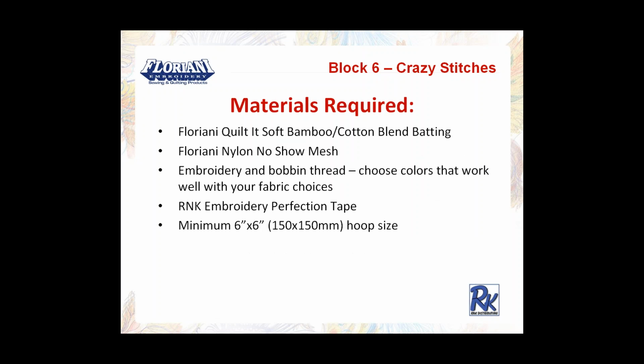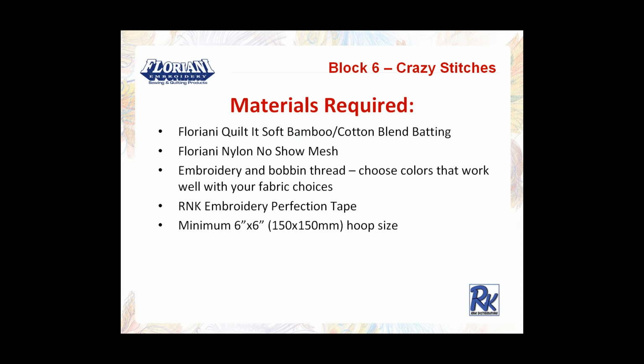So the materials that you require for this block: you're going to need some Floriani quilted soft bamboo cotton blend batting. You're going to need some Floriani nylon no-show mesh stabilizer. You're going to need embroidery and bobbin thread, and you want to choose colors that work well with your fabric choices. You're going to need some R&K embroidery perfection tape, which is the pink tape, and you're going to need a minimum 6-inch by 6-inch hoop size, which is 150 millimeters by 150 millimeters. And you're going to need, of course, the standard tools: rotary cutter, ruler, scissors, all that kind of stuff to cut up your fabric.